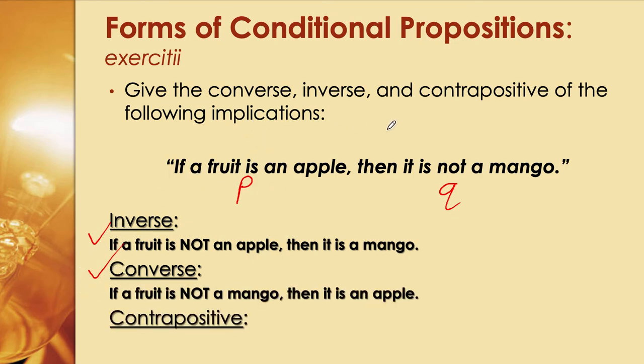And for the contrapositive, when we say "if it is not" here, that's a double negative. It's like saying that it is. Hence, if it is a mango, then it is not an apple. Hopefully you got that. Again, it's not Q implies not P. Not Q is "it is a mango," because when you say it is not a mango, that's positive. So if it is a mango, then it is not an apple. That's for our contrapositive.